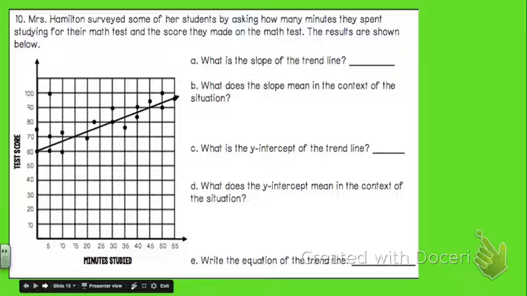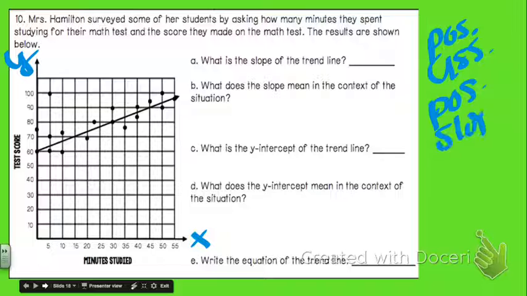Okay, so number 10. Miss Hamilton surveyed some of her students by asking how many minutes they spent studying for their math test and the score they made on the math test. The results are shown below. So I have my scatter plot. X is minutes studied, Y is my test score. Before I even answer my questions, I want to say that I have a positive association. So that means I'm going to have a positive slope. So let's see if we can answer the questions here.